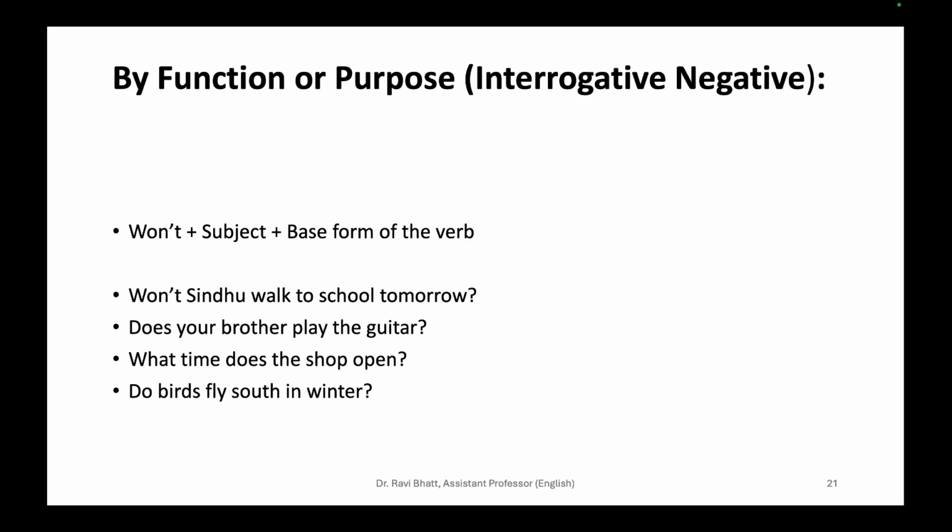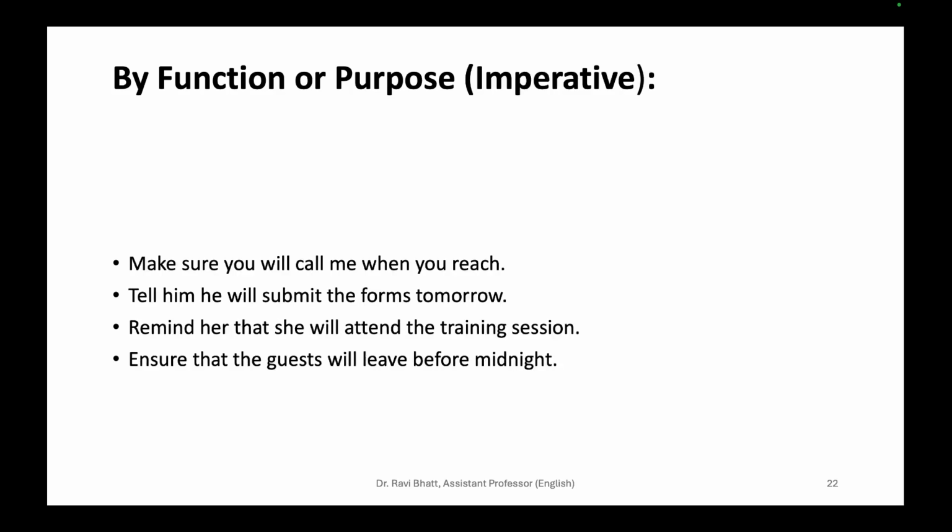So that is, won't Sindhu walk to school tomorrow? Or does your brother play the guitar? What time does the shop open? Or do birds fly south in winter? Now, all of this is being followed by a question mark. So it is won't plus subject plus base form of the verb.